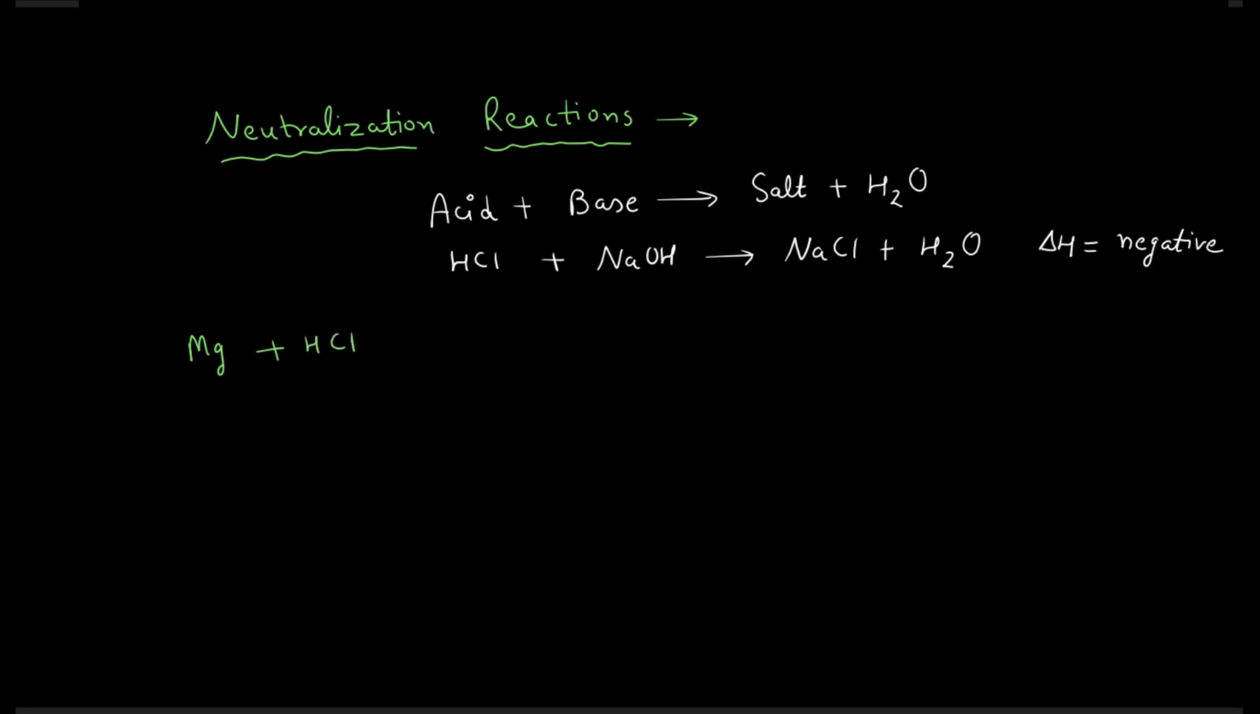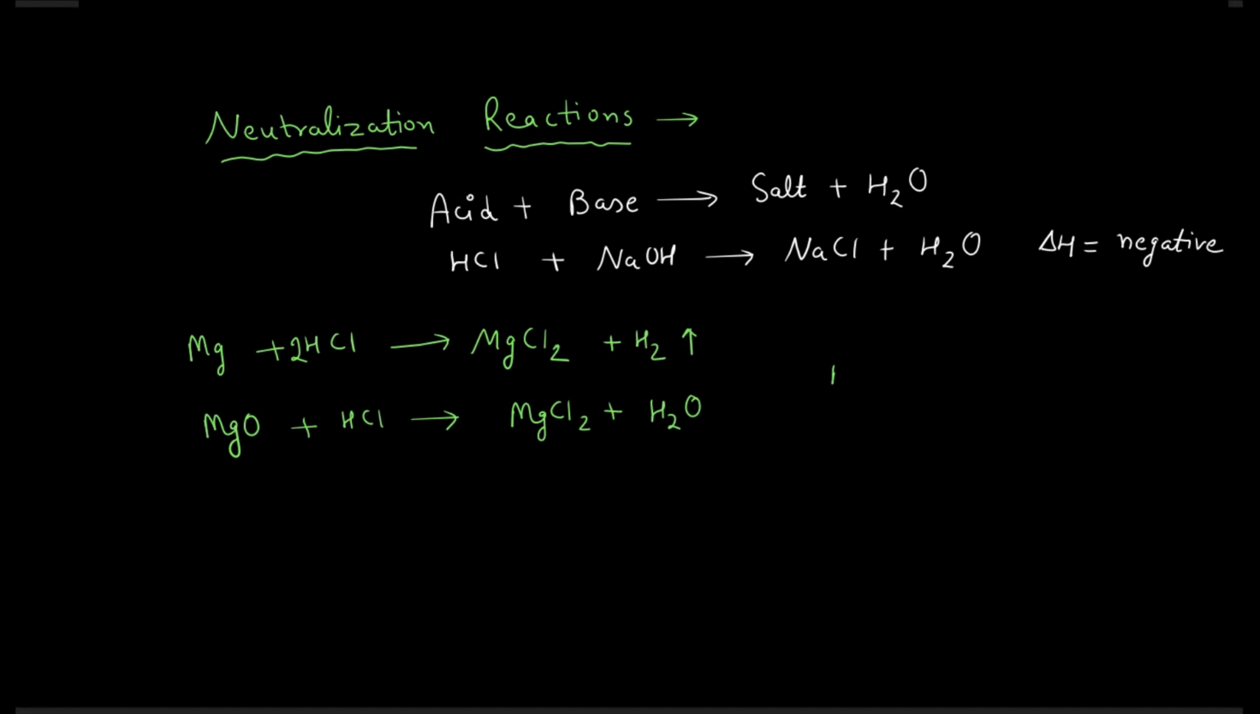HCl can be dilute or concentrated to give magnesium chloride and hydrogen gas. So we balance the equation: 2HCl. Magnesium oxide can also react with HCl to give magnesium chloride, and now water will be formed because hydrogen will react with oxygen to form water.